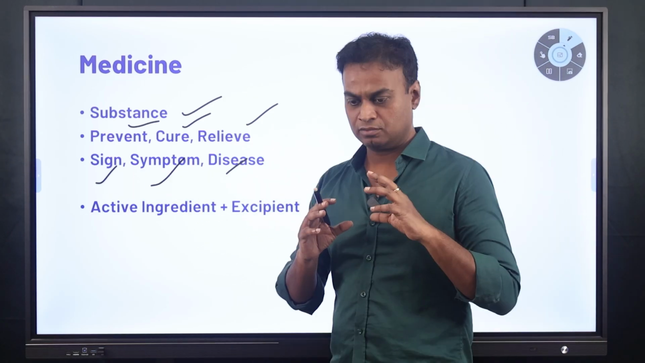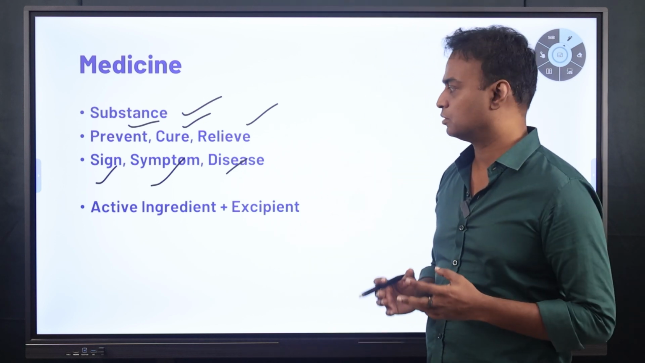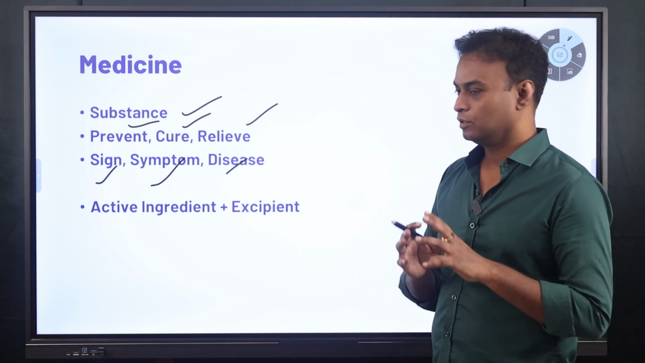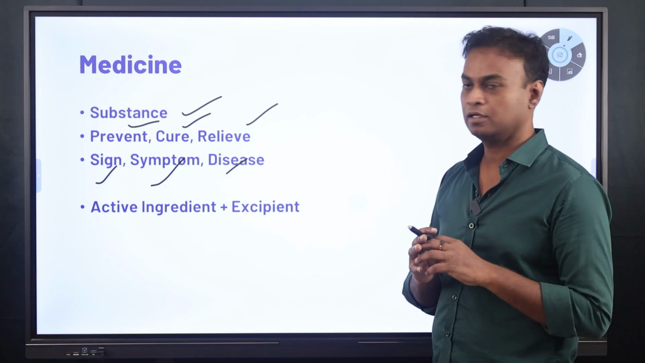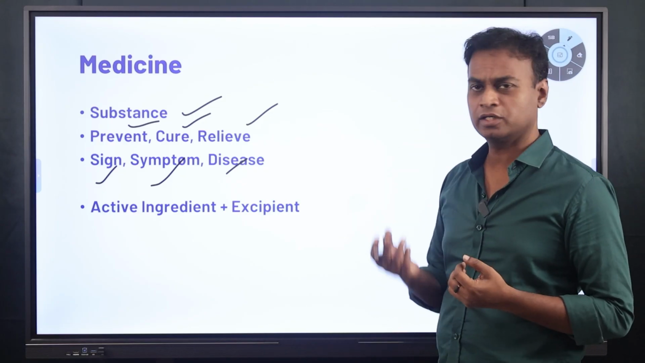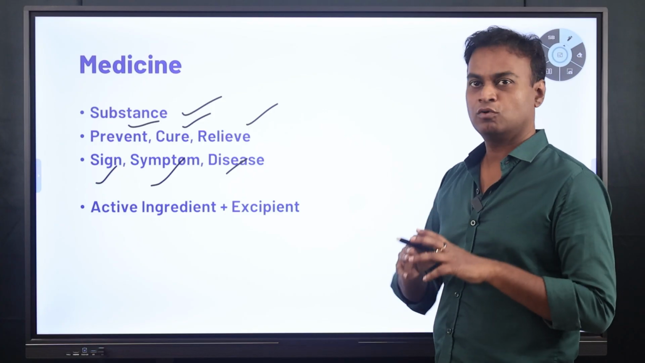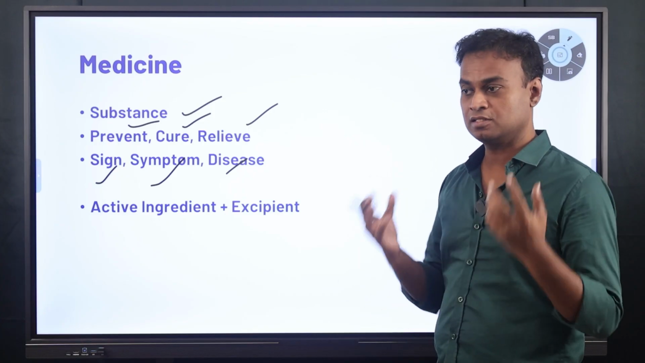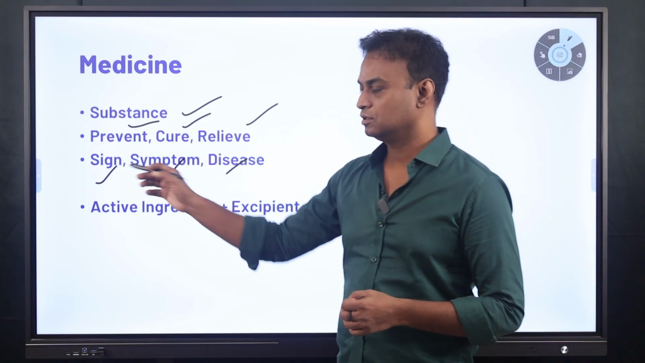So what is a sign? Sign is something which you observe. Observe means when there is a swelling, you can observe it is swollen and it can be red. These two things are what you can see, what you can taste, what you can smell, what you can perceive with your senses. Five sense organs, that is known as sign.